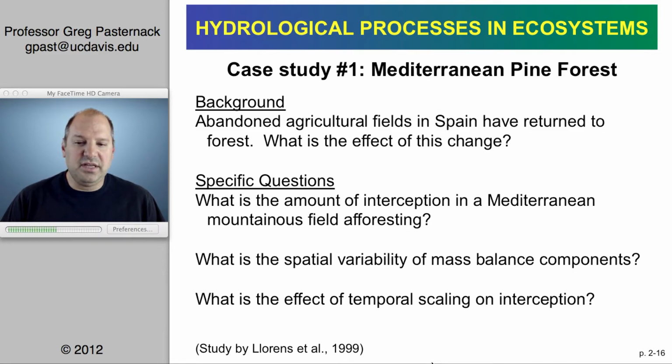The second question is, what is the spatial variability of mass balance components? Mass balance components are precipitation, interception, throughfall, and stemflow. Spatial variability means that what's happening under one tree or one canopy area, is that similar or different to what's happening under another tree or another canopy area?